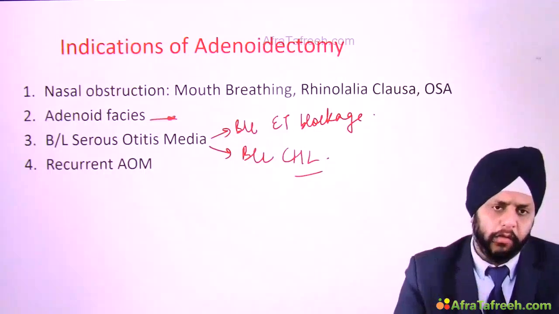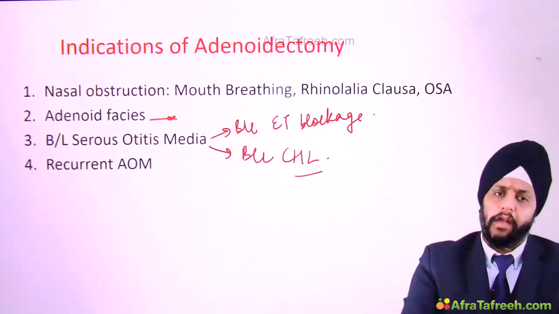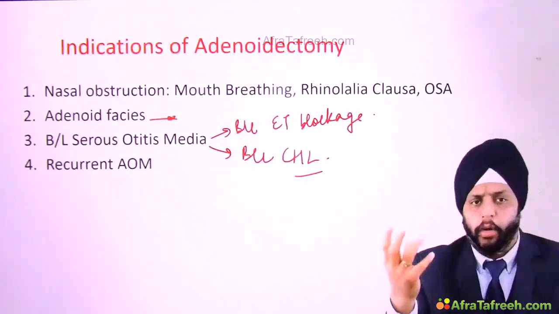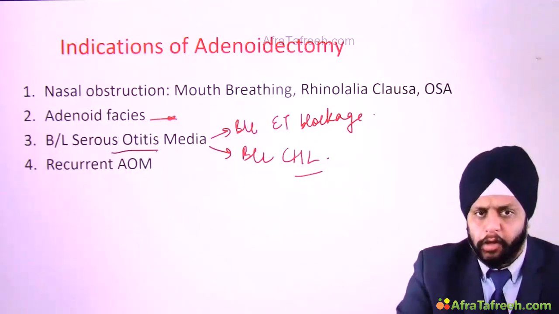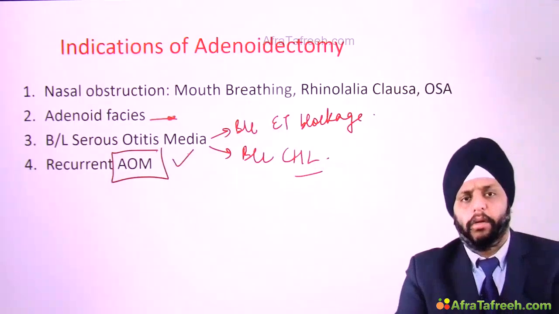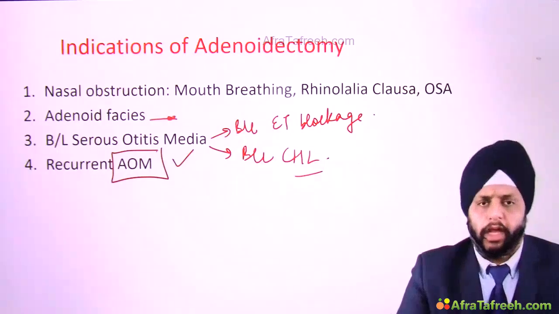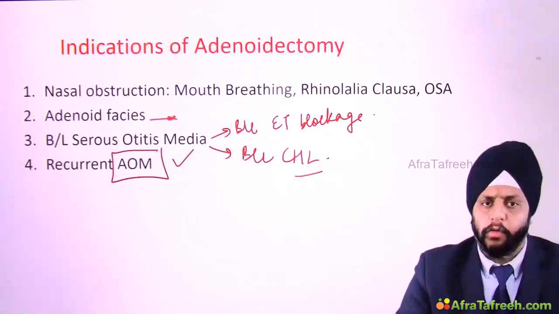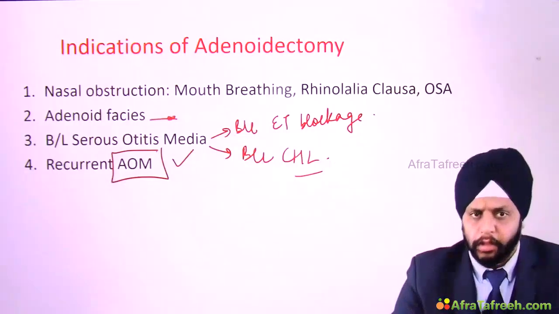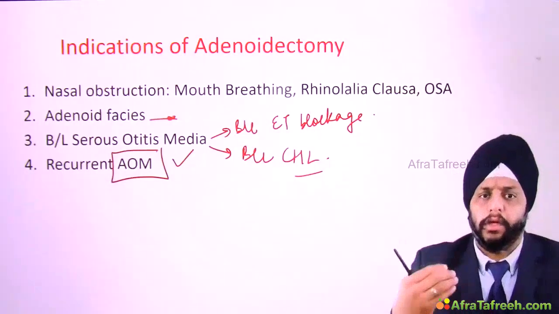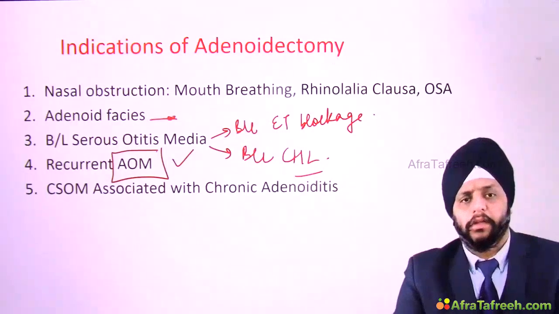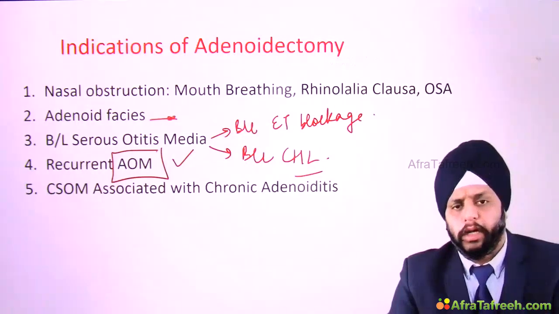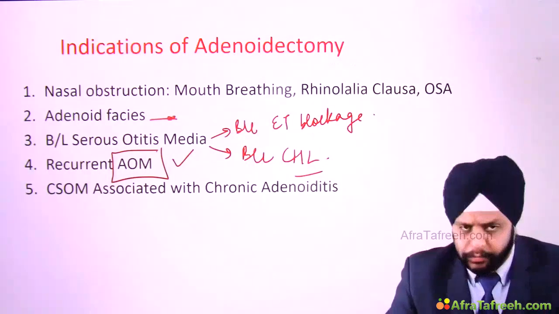So they are a source, they are a nidus of infection, and infection can repeatedly go into the ear, and patient can have recurrent attacks of acute otitis media. Okay, then again you have to do the adenoidectomy to remove this source of infection, which is again and again coming into the middle ear. Right? The next indication is CSOM associated with chronic adenoiditis.